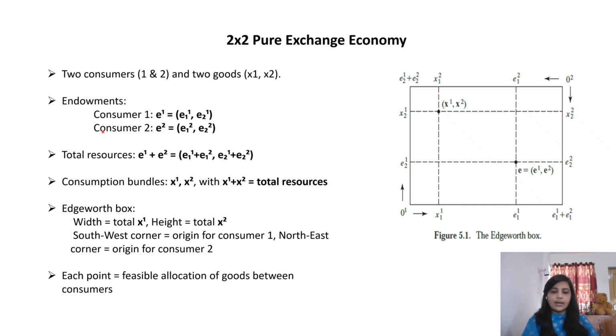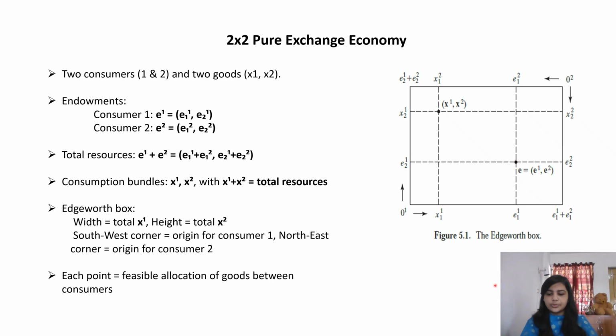Here, consumer 1 owns some amount of good 1 and some amount of good 2. Consumer 2 also owns some amount of good 1 and some amount of good 2. Together, their endowments form the total resources of society, and these are their consumption bundles.